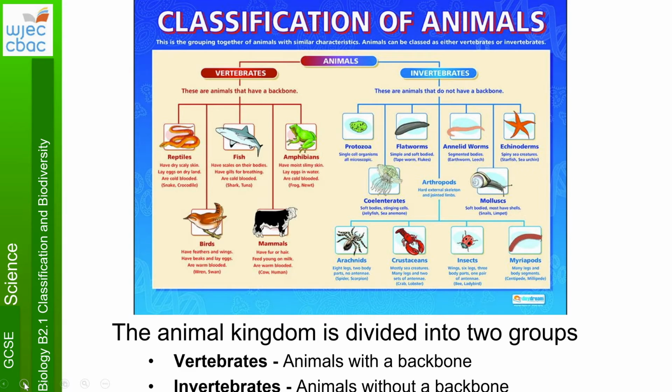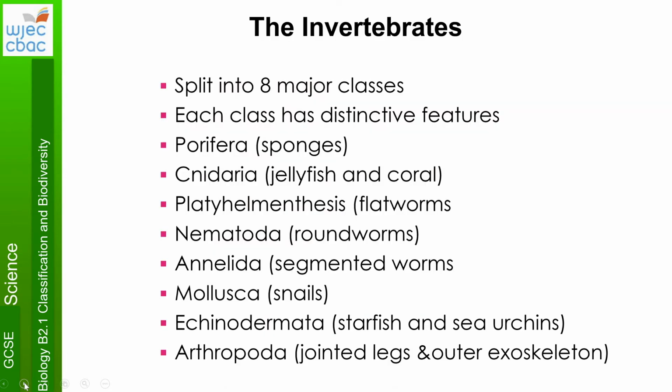When we start to divide the animal kingdom, we divide it into what we call 2 phyla. The vertebrate phylum with a backbone and the invertebrate phylum without a backbone. And we can see some of these organisms here in this slide. The invertebrates have the largest variety of species of the 2 phyla, and each one has distinct features, and there are many, many more species yet to be discovered. We split the invertebrates into 8 major classes.